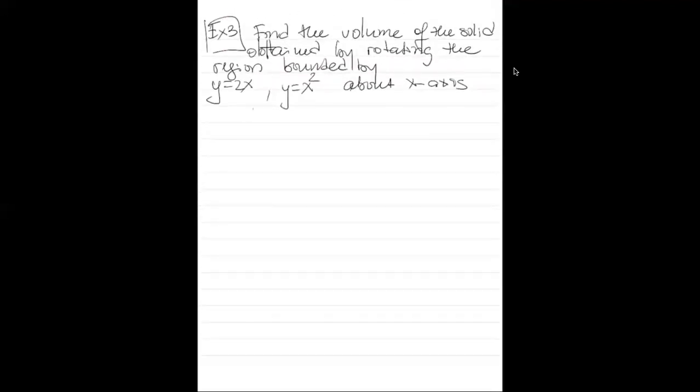Always graph the region. So the region is between the curves y equals x squared, here's the parabola, even though we only need the right half, and the line y equals 2x, a line with slope 2 going through the origin. So our region is this. Perhaps I should highlight it. This is our region.